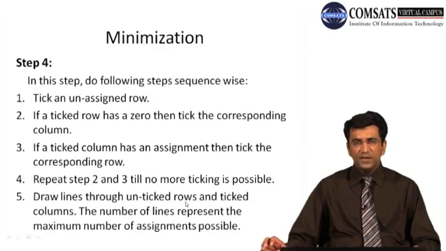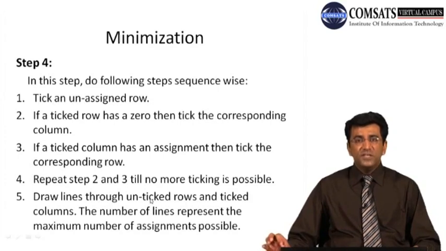We will find out which rows are unticked. We will draw the line on the whole of this row, and for the ticked columns, we will draw the line vertically. The number of lines which we have drawn after following these 2 steps represents the maximum number of assignments possible. So if we draw 3 lines, it means we will be able to assign 3 jobs.